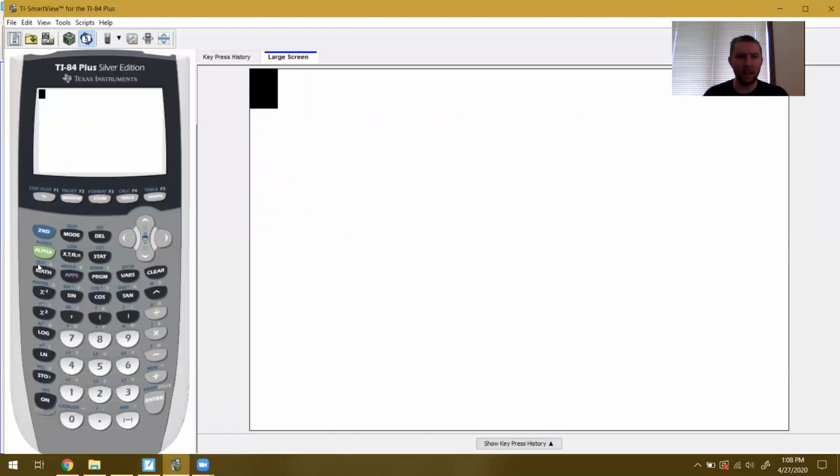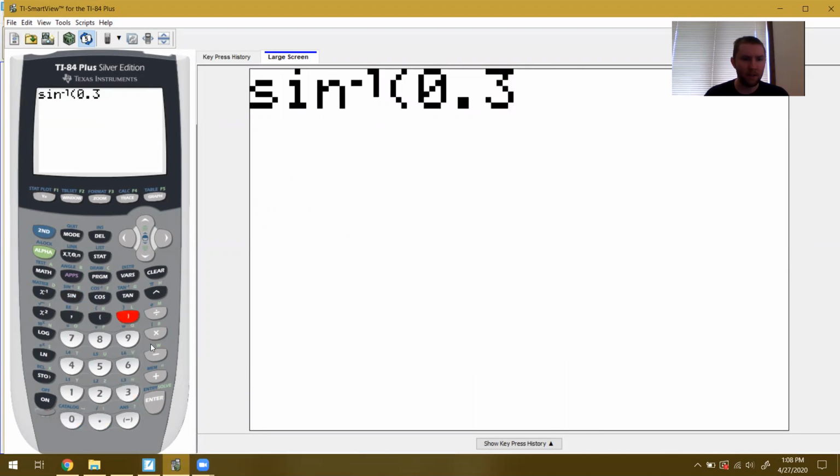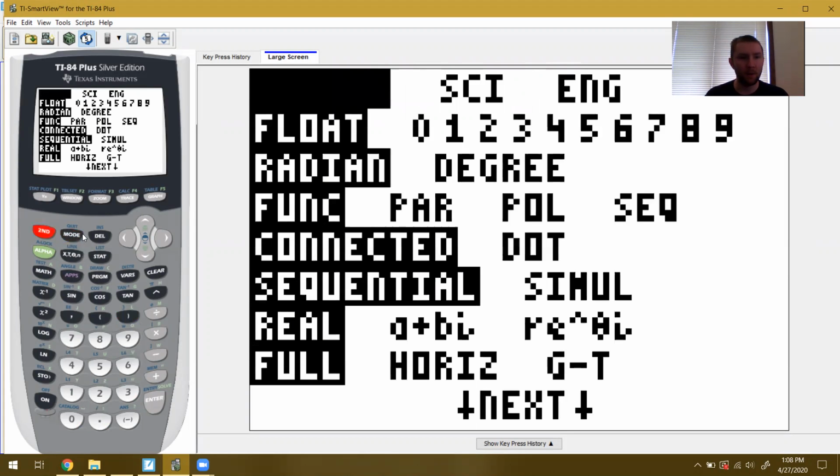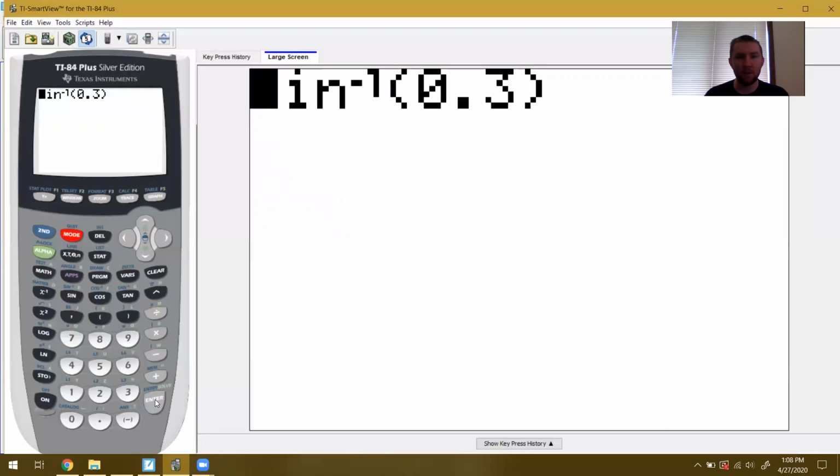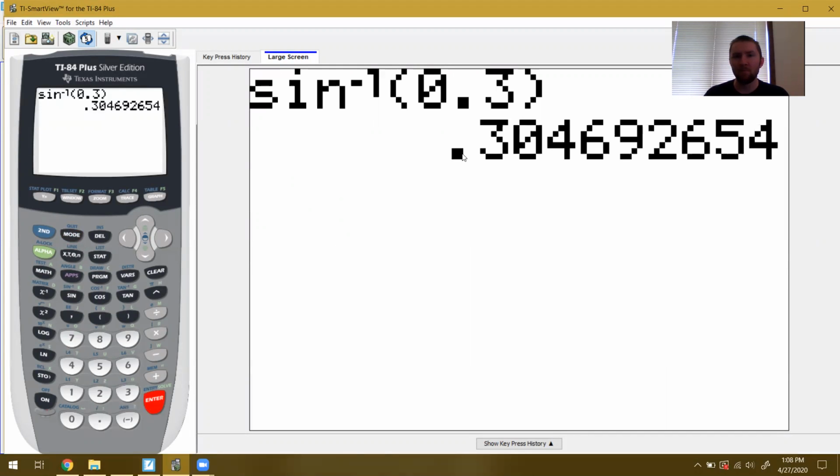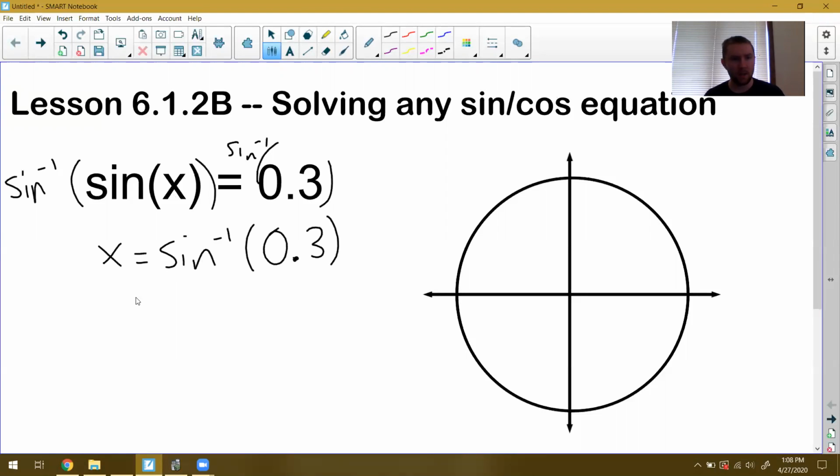So if I just go to my calculator and I do the sine inverse of 0.3, this is going to give me one of my solutions. Again, check and make sure that you are in radian mode. Mode radian, there we go, okay. So sine inverse of 0.3 is 0.3047, about, that's what I'll put. So here we have x equals 0.3047.